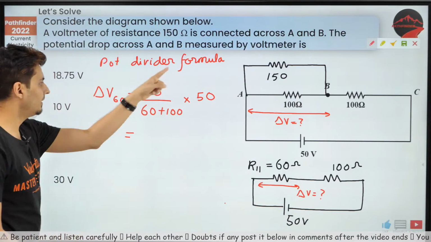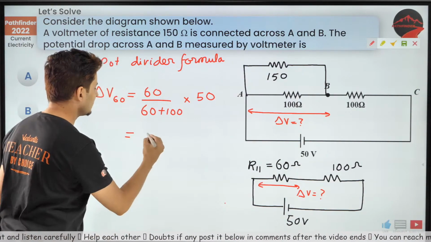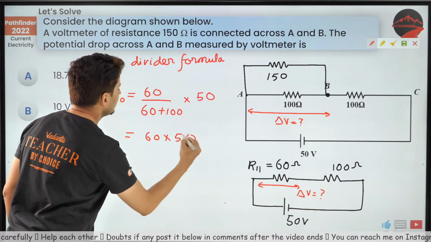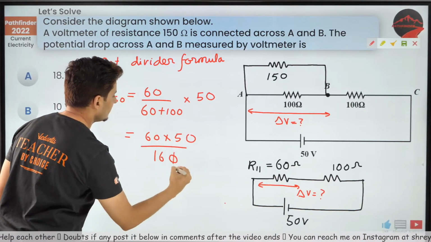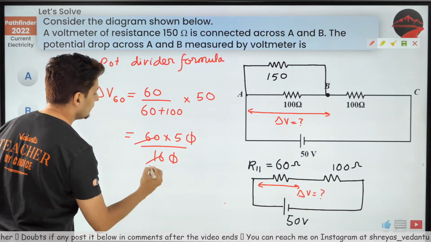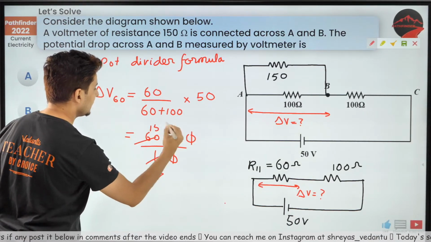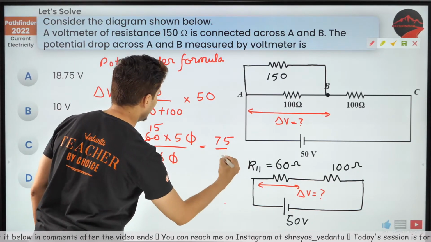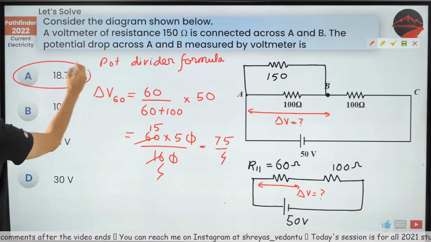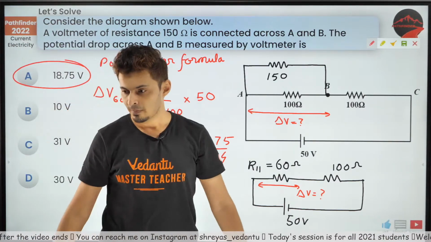That's the potential divider formula. Remember that. Okay, so this is simple. 60 into 50 divided by 160. 0 gone. This divided by 4 and this will become 15. So this is going to be 75 divided by 4, which is going to be 18.75 volts. Yep, option A.